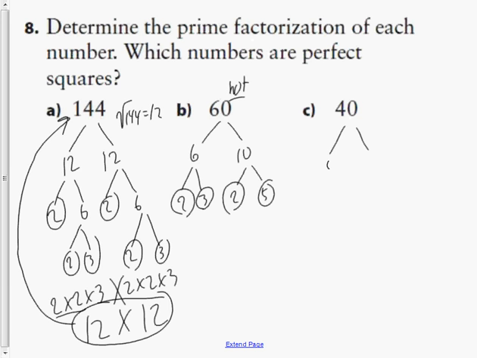And with 40, I can go 4 and 10. Neither one of those is prime. This can be broken down into 2 and 2. This can be broken down into 2 and 5. I have three 2s and a 5. I can't evenly create two factors, so therefore 40 is not a perfect square as well.